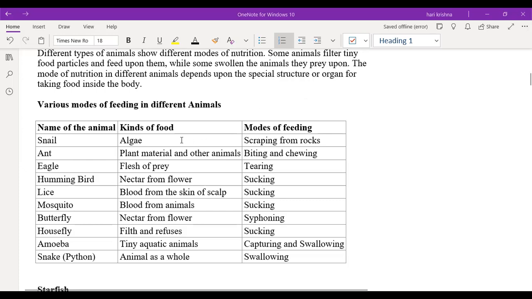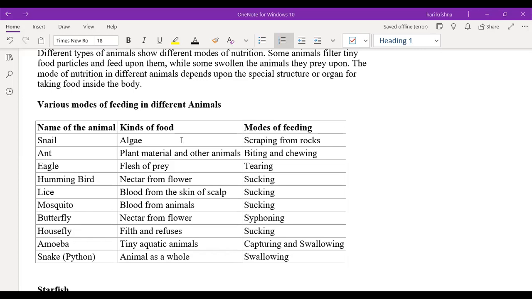Okay, so various modes of feeding in different animals. That is a snail, ant, eagle, hummingbird, lice, mosquito, butterfly, housefly, amoeba, and snake. So these are the different animals given in the tabular column. Along with that, they have the different kinds of food they take. And in the third column, they have mentioned the different modes of feeding.